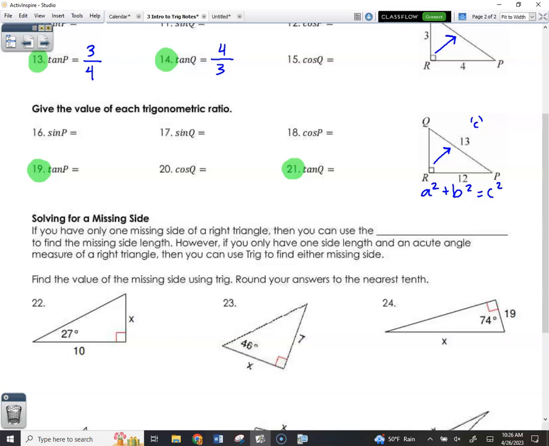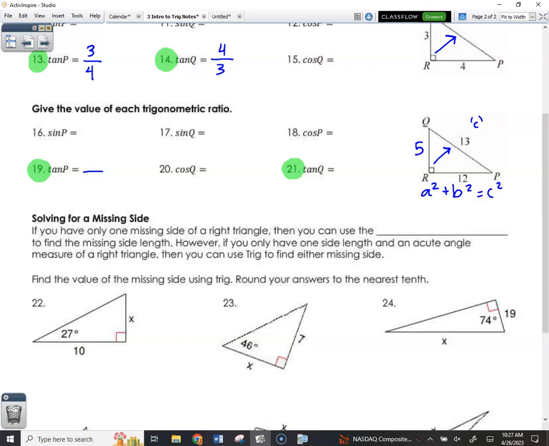Yeah, you should get 25, and then when you square root 25, you get what? Get 5. So then 21. So this is 5. Now fill in the trig ratio for 19 and 21.